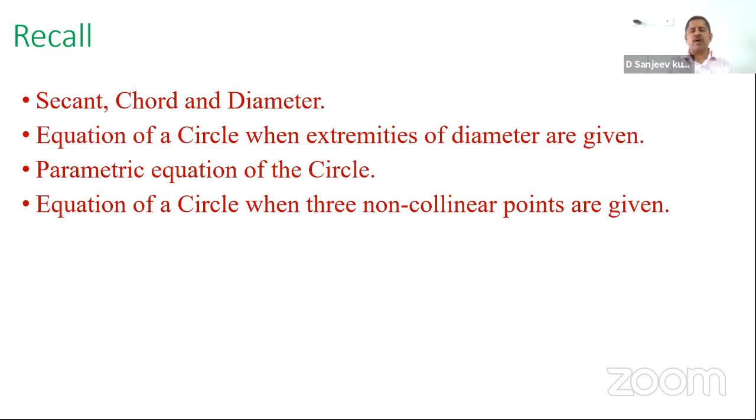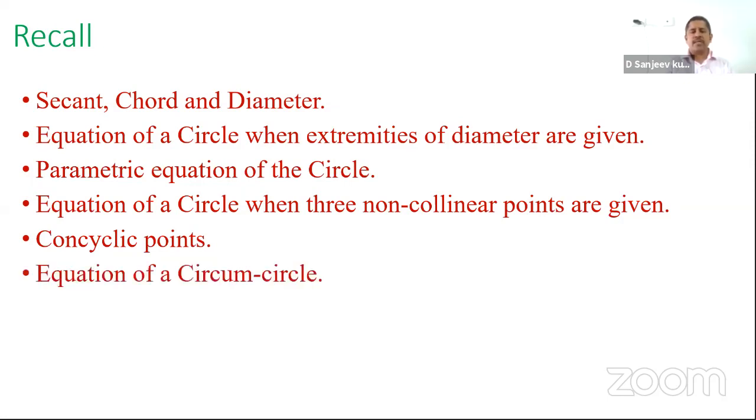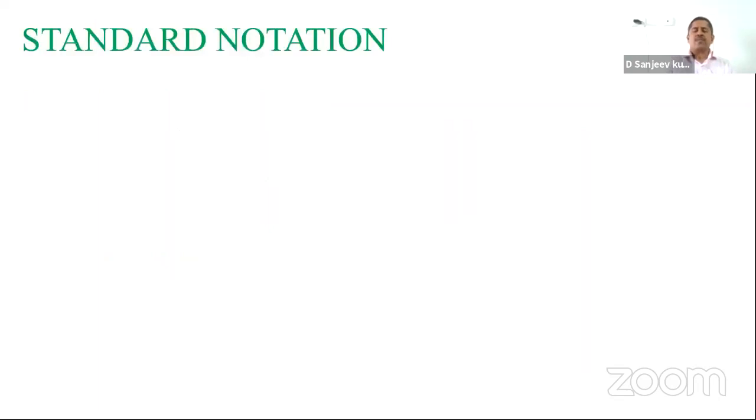Then we discussed the equation of a circle when three non-collinear points are given. We take the standard equation of the circle, substitute the three points and satisfy the equation. Then concyclic points: when all the points lie on the same circle, we call them concyclic points. Then the equation of the circumcircle. These are the concepts we discussed, along with some problems on these models. Now today we start the second session, position of a point in a plane.